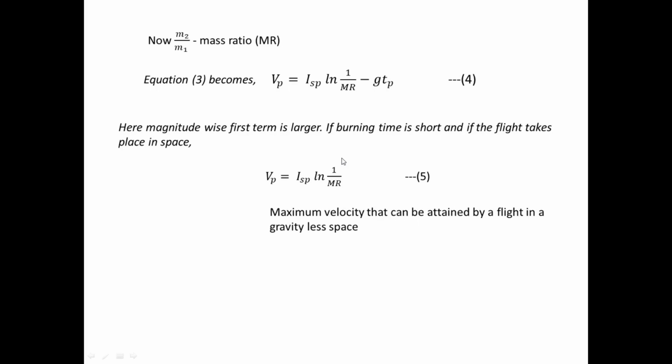So if it is given in the question that the flight is happening in outer space, then you don't need to consider this value at all. So Vp will be equal to Isp into ln of the mass ratio. Anyway, this equation 4 is considered the rocket equation, which gives the final velocity of the rocket in terms of the specific impulse, mass ratio and the total time of propulsion.